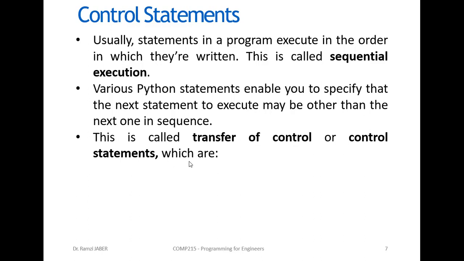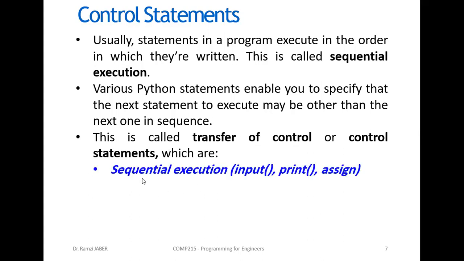By default, the interpreter in Python or the compiler in C or Java compiles or interprets the code line by line. But if we have control statements, here we have an exception. The sequential execution statements or commands will be input, print, any assignment. These are done sequentially.